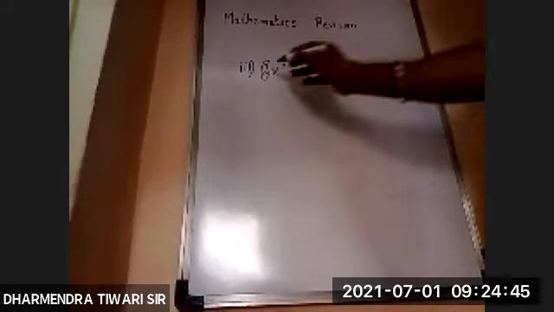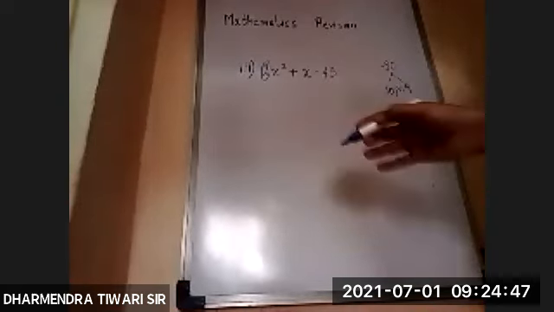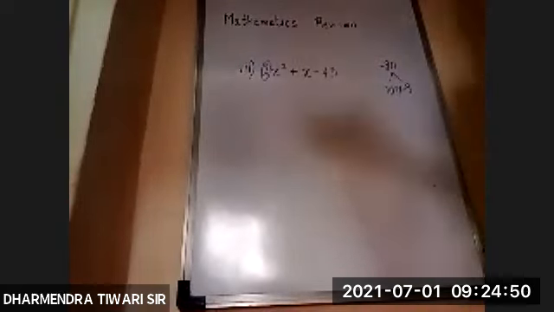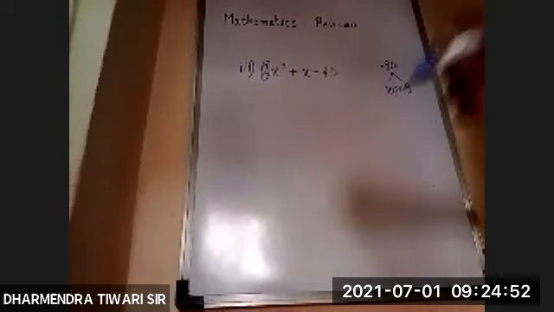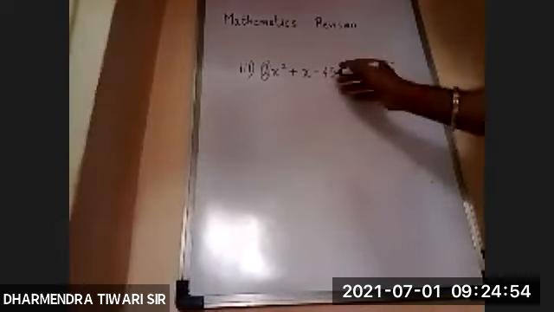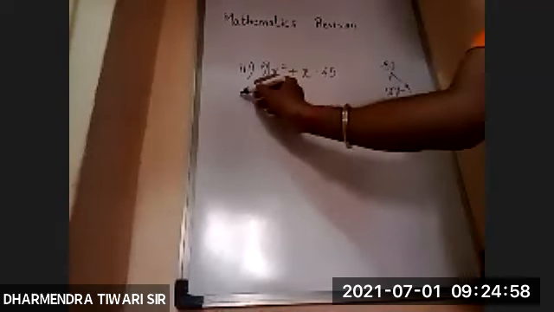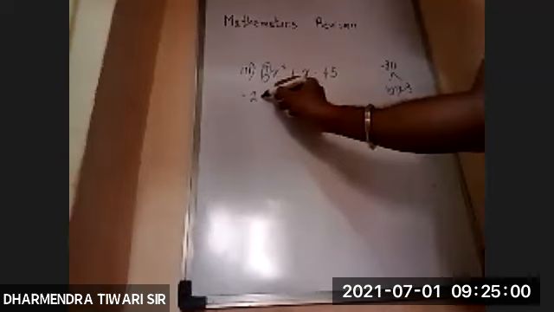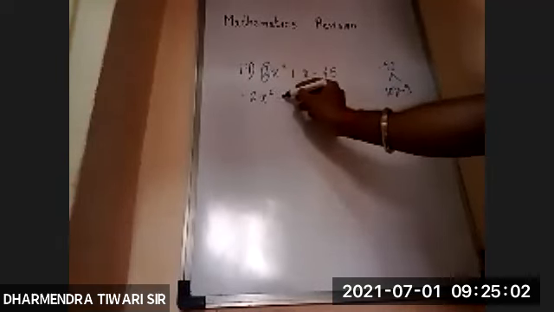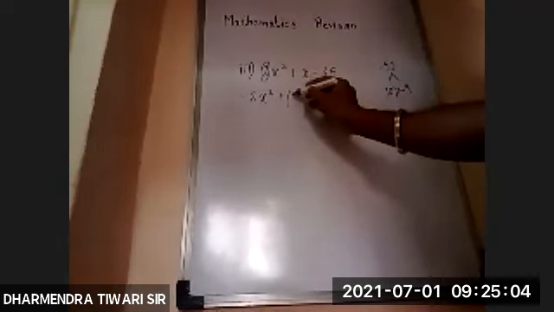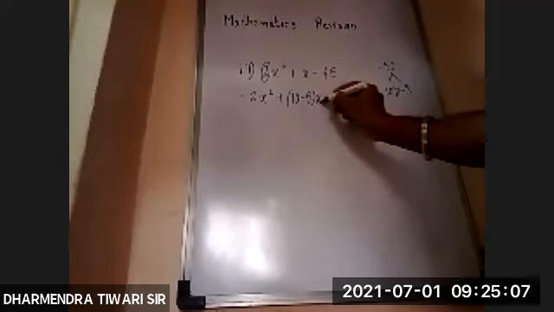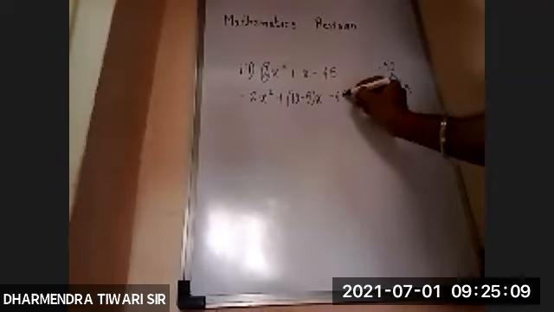And whatever multiplication we are doing, we have to keep that in our mind, and according to that we have to execute the problem. We do not have to multiply here and show that it is 90. No, it's not like that. So write this as 2x square plus 10 minus 9 x minus 45.